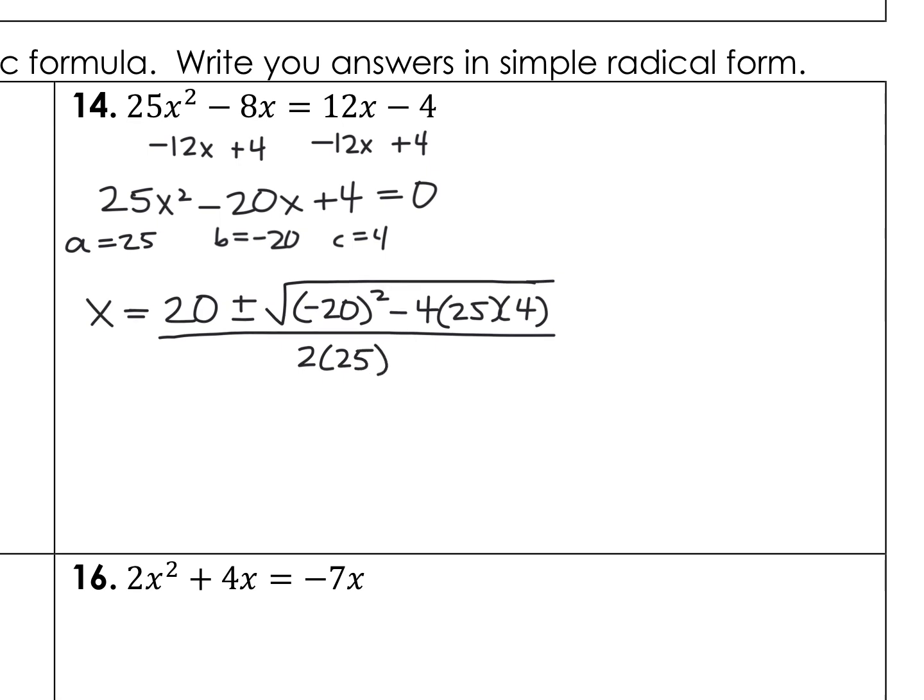And this is when you then go to your calculator and have it do this part for you without the root. Just figure out what's the number that's going to go underneath the root, please. Do not type in the root sign. Just figure out what's the number that goes underneath. So in parentheses, (-20) squared minus 4 times 25 times 4.